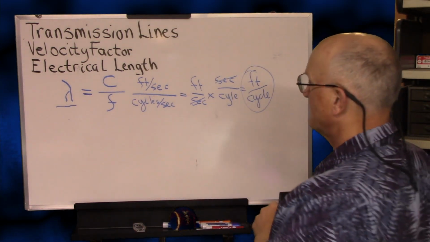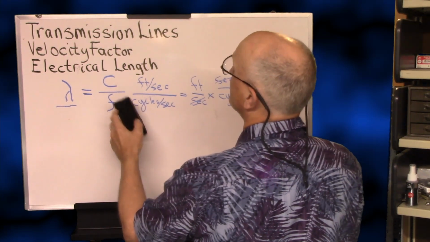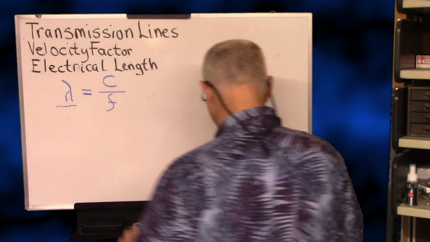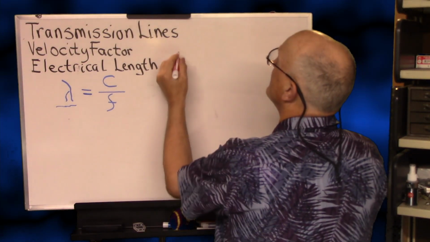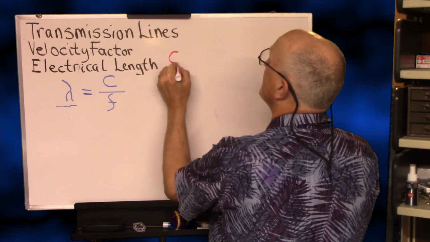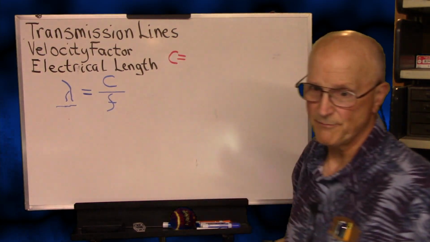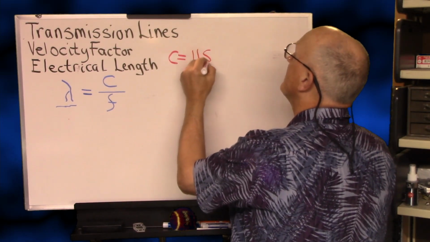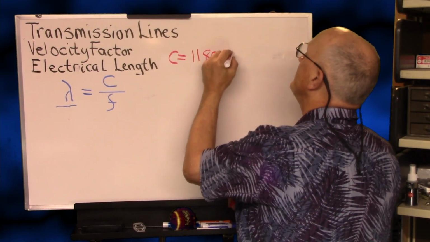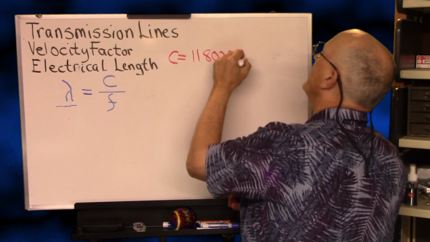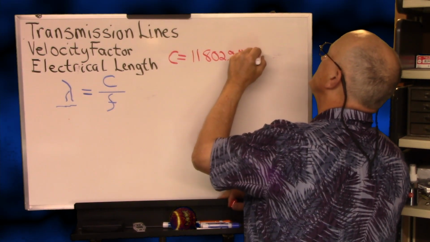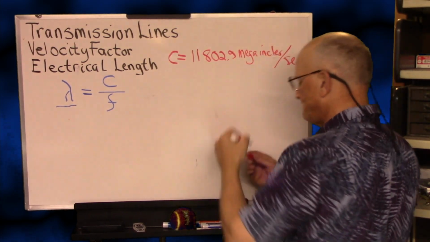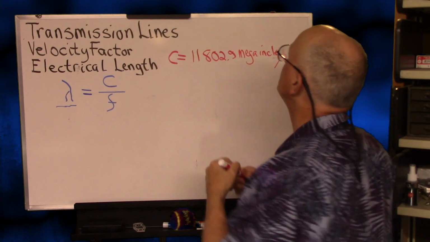So let's take a particular frequency and calculate its wavelength in free space. We know that the speed of light in free space is approximately equal to 11,802.9 mega inches, million inches per second. All right?